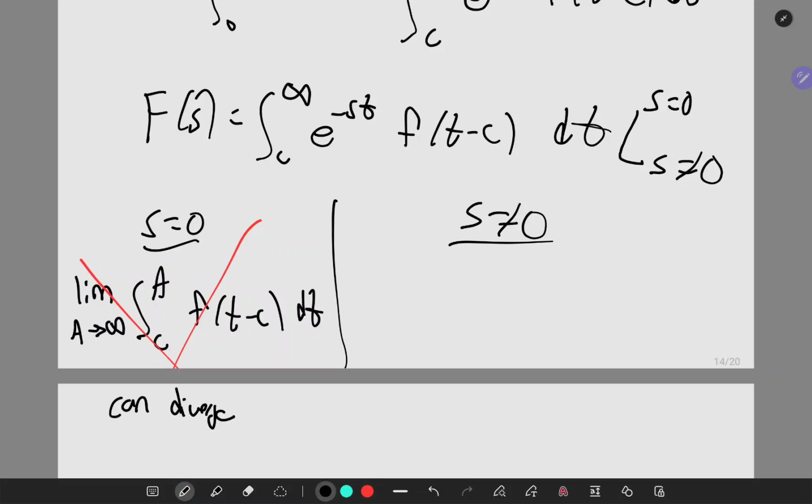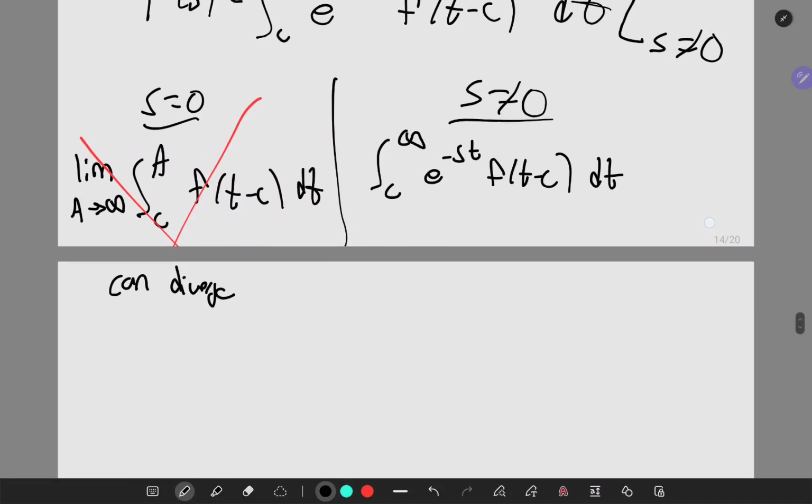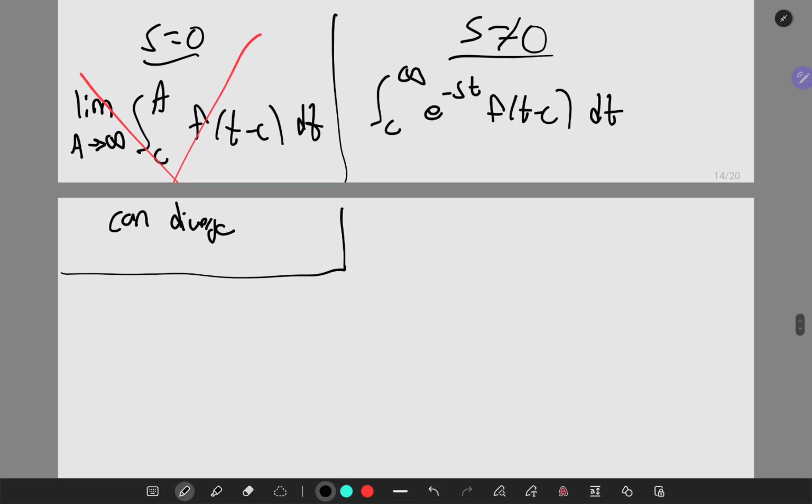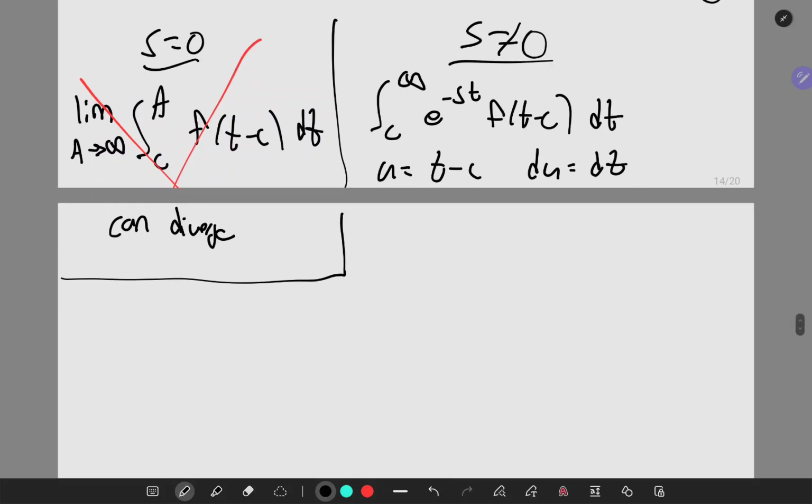Right? Now if you look at when s does not equal 0, we have to do the whole integration thing. So in this case, we have to do a u-sub. We're going to make u equal to t minus c, and we're going to have du be just dt. So then I'm going to rewrite the bounds.